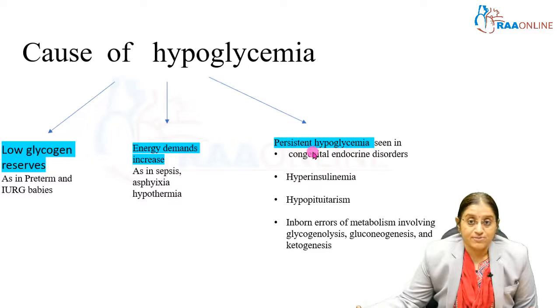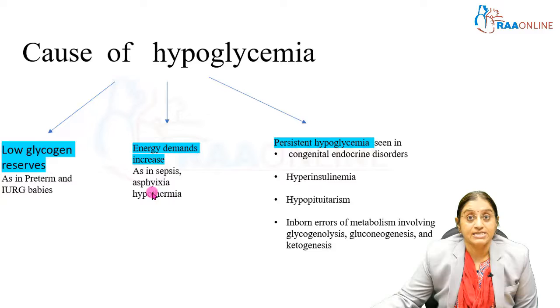So causes of hypoglycemia. This can be because of low glycogen reserves. As the baby is normally in the fetus, extra glucose taken by the baby is stored in the liver. So in extreme preterm babies or IUGR, the storage of glucose as glycogen could be lesser. Because of that, as the baby is born, the reserves are less to be converted to glucose immediately and they can get hypoglycemia.